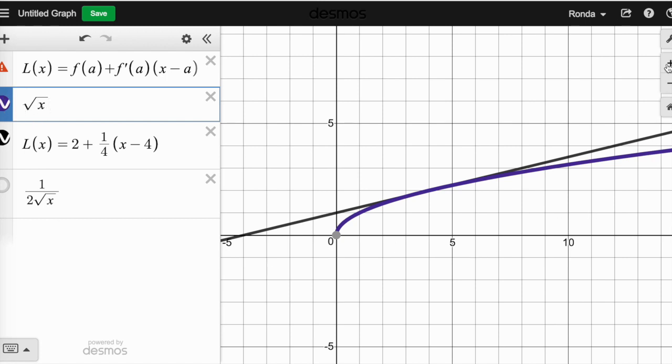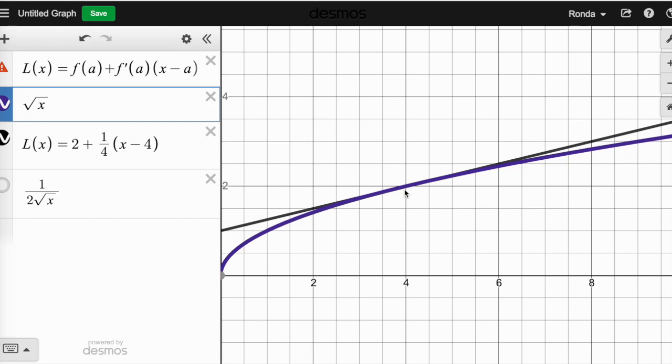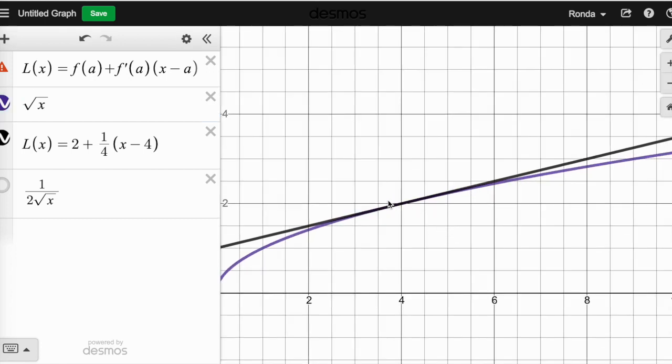Okay, so let's zoom in here at x equals 4. And again, you can't distinguish the purple from the black, right? So let's use this to approximate a few things. Let's try to approximate x equals 3.96. So since I have it set up like this, really I'm going to plug in 3.96 right here, but I'm just going to do L of 3.96, because I love Desmos.